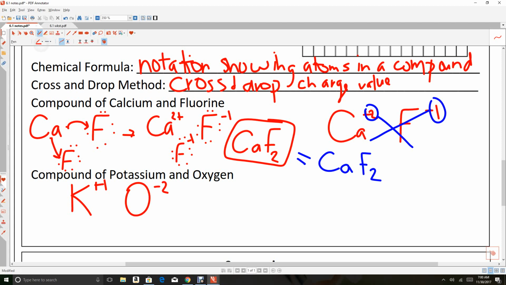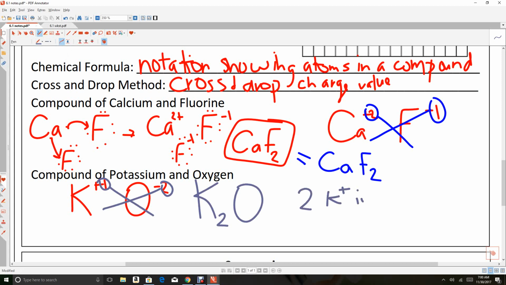But if I take their values, cross and drop, right? So take the 1, cross and drop. Take the 2, cross and drop. I would get K2O. And what that actually means is 2 K plus ions and 1 O 2 minus ion. Okay? So that's kind of the notes.